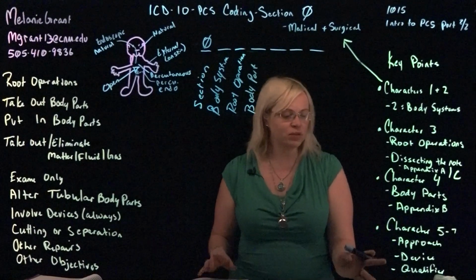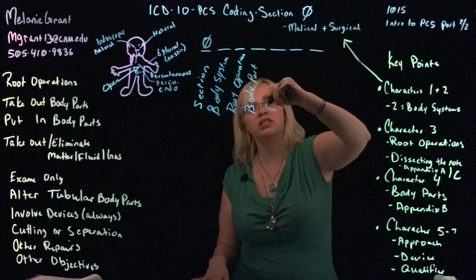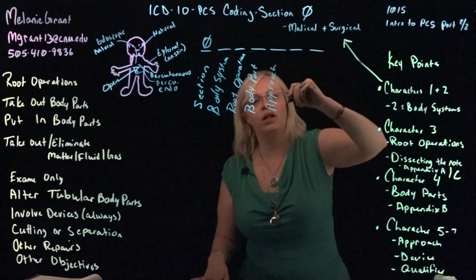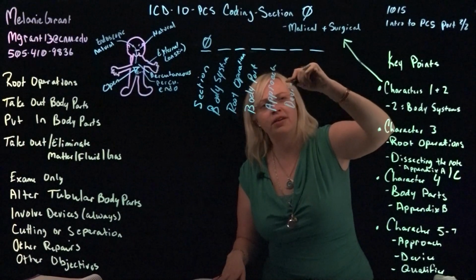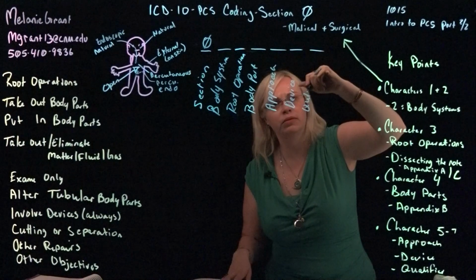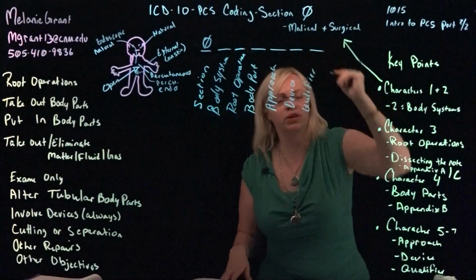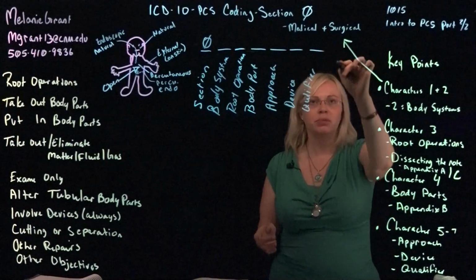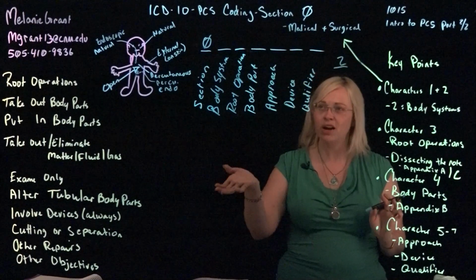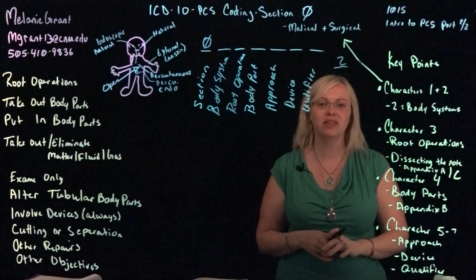Our characters 5 through 7 identify different information such as approach, device, and qualifier. And not all of these for device and qualifier will always apply. You will remember that when a character does not apply, the placeholder Z is going to be listed instead of an actual character to identify that there's nothing there.